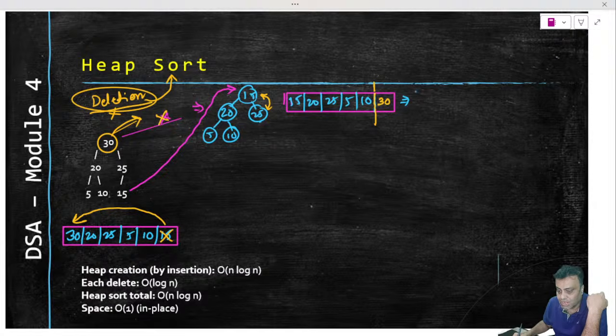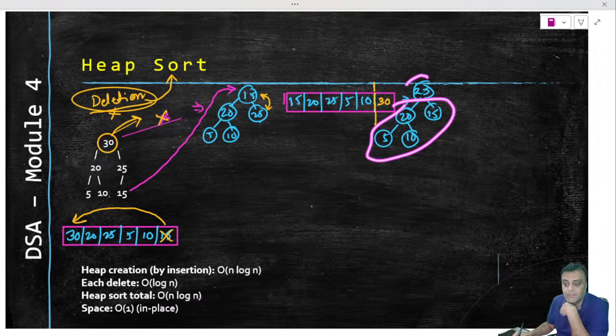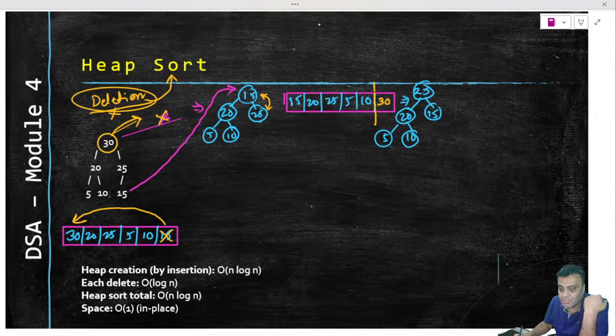So if 20 and 25, the highest element goes up, then this tree will look like 25, 20, 15, 5, 10. Right? So this tree will look like this. Is this a heap? Of course it is a heap. All the elements here are less than 25. Then how is my array going to look like?